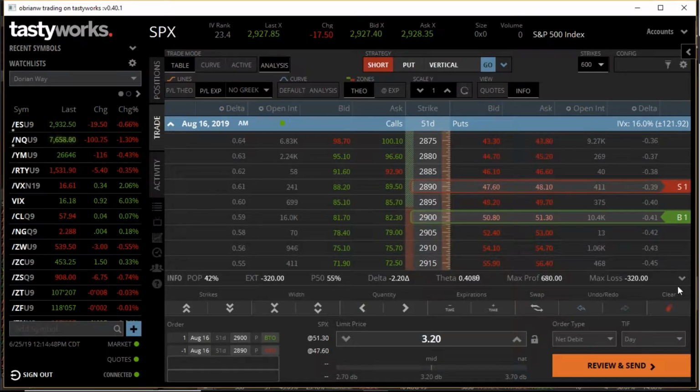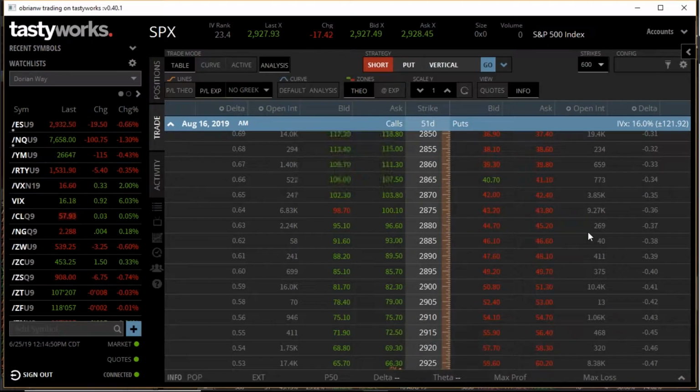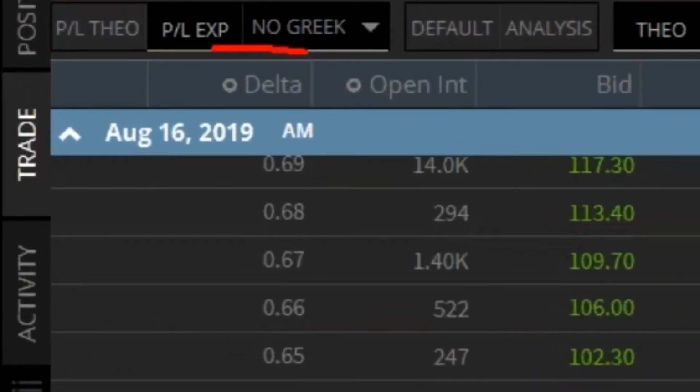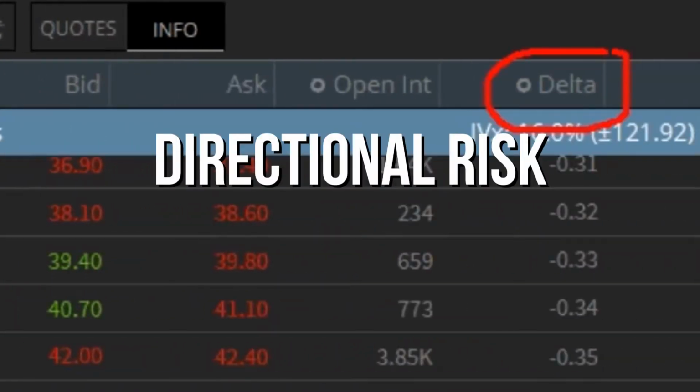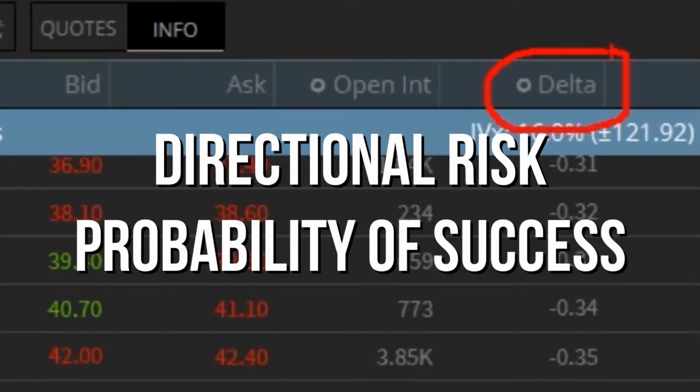So let me clear that, and let's jump on to what's very important as well on an option chain, which is delta. And we have delta set up on this TastyWorks platform on both sides. Delta represents two things. Delta represents your directional risk, and it represents your probability of success.